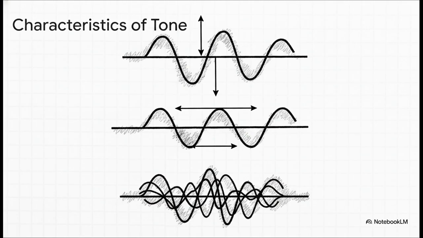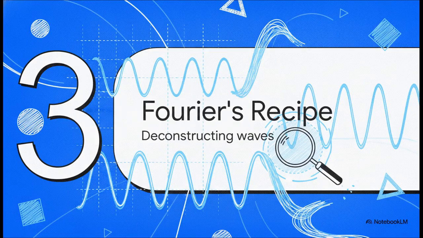Now, when musicians and physicists talk about a tone, they're really measuring three main characteristics. First, our brains process the magnitude, or the actual height of these waves, as loudness. Second, we process the length of the period, which is just how fast the wave repeats, as pitch. And third, the specific internal shape of that repeating wave dictates what we call the quality of the tone.